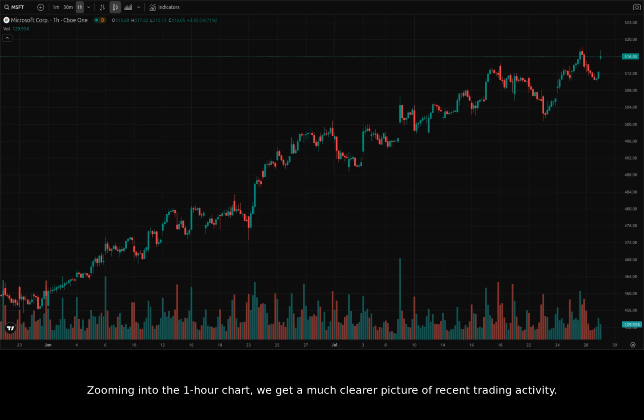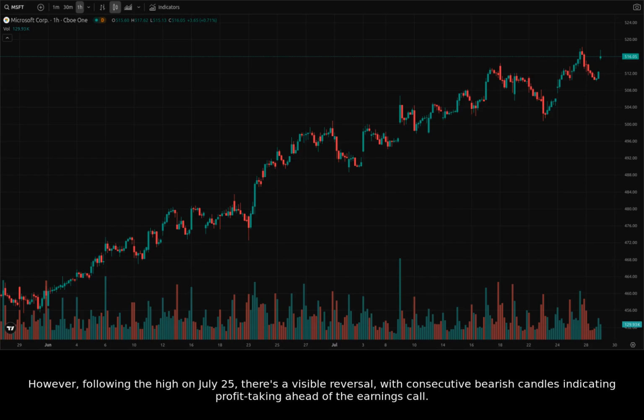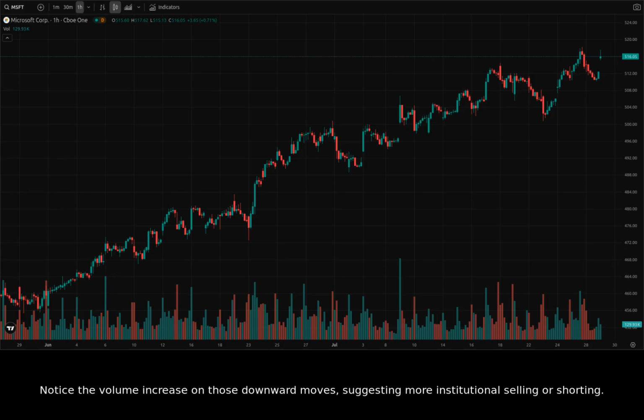Zooming into the one-hour chart, we get a much clearer picture of recent trading activity. From July 24th to July 25th, we observed a strong push towards that 52-week high. However, following the high on July 25th, there's a visible reversal, with consecutive bearish candles indicating profit-taking ahead of the earnings call. Notice the volume increase on those downward moves, suggesting more institutional selling or shorting.